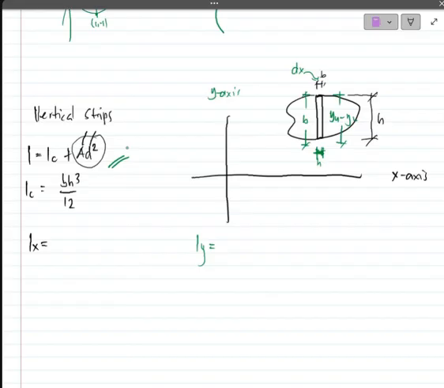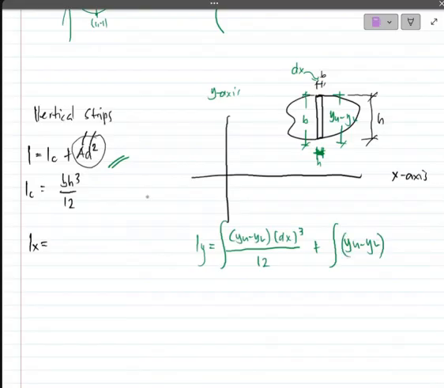So by applying this concept, I equals IC plus A d squared. Since we take the moment of inertia about the y-axis, our b this time is y upper minus y lower. Then our height is dx. So this is b h cubed all over 12, plus the transfer moment, we have the area. So it becomes an integral. We have this for area, y upper minus y lower.